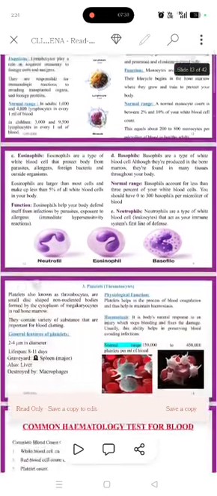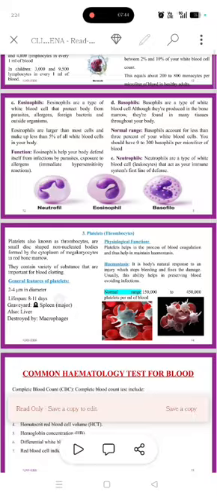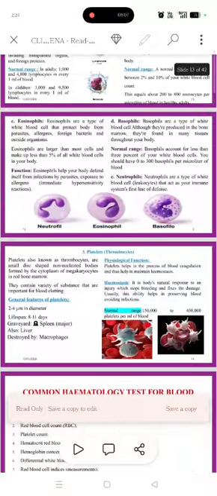And then eosinophils. Eosinophils are a type of white blood cell that protects the body from parasites, allergens, foreign bacteria and outside organisms. Eosinophils are larger than most cells and make up less than 5% of all white blood cells in our body. Functions: eosinophils help your body defend itself from infection by parasites, exposure to allergens, and immediate hypersensitivity reactions.